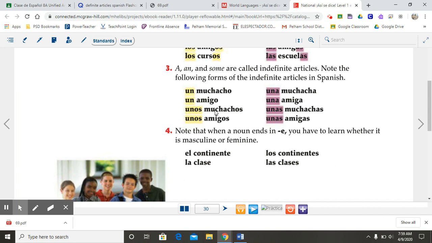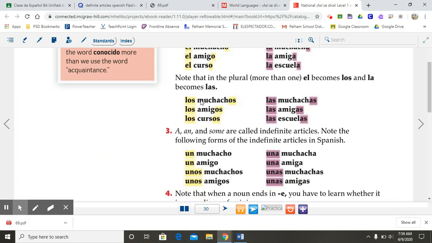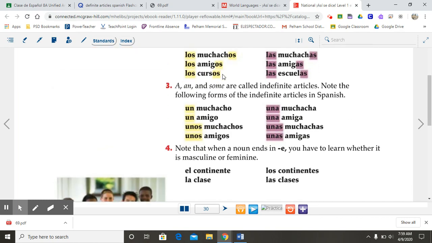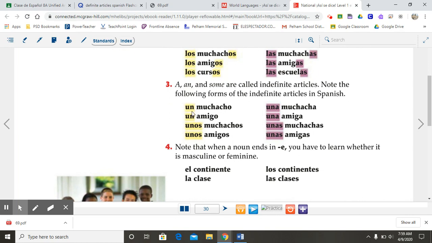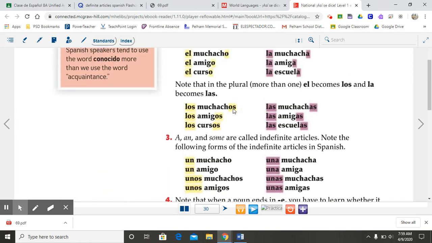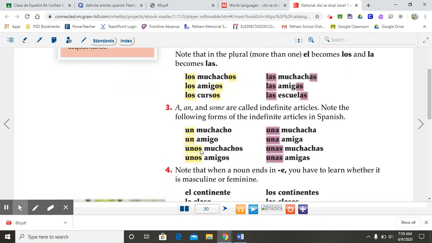So let's take a look at them. There are four different versions. Just like there are four different versions for the word the, there are four different versions for these three words. We have un muchacho, un amigo. These are the singular version, masculine singular. Notice how we're still talking about amigo and muchacho, just like up here. Now we have unos muchachos, unos amigos. You have just said a boy, a friend, some boys, some friends.